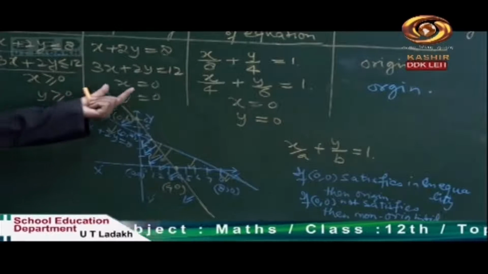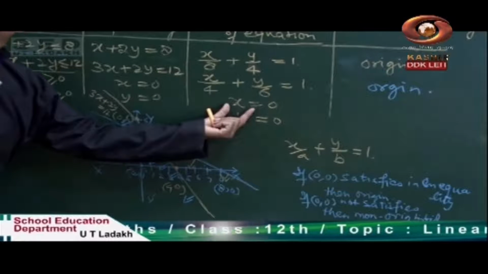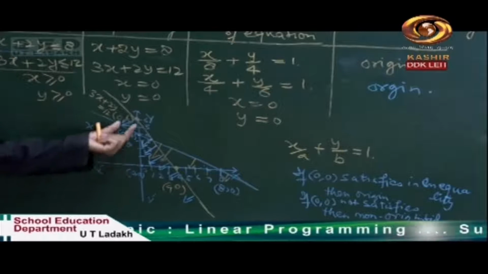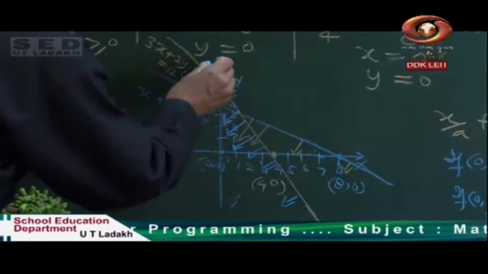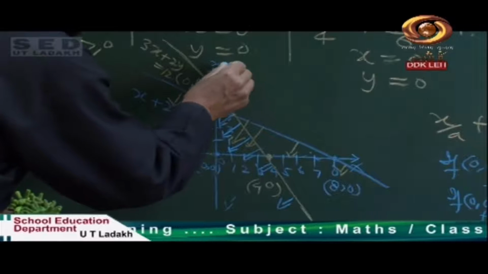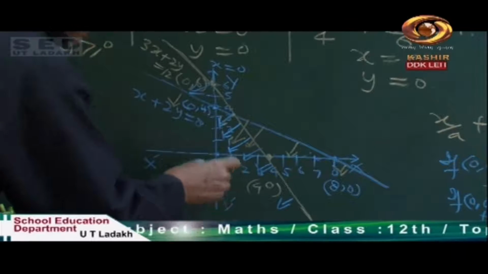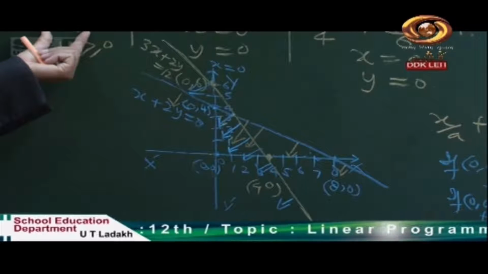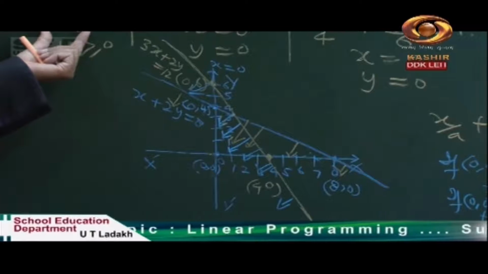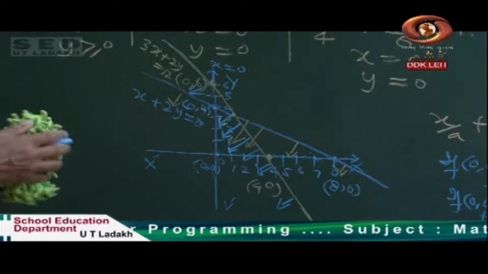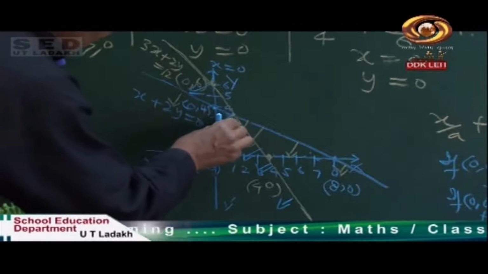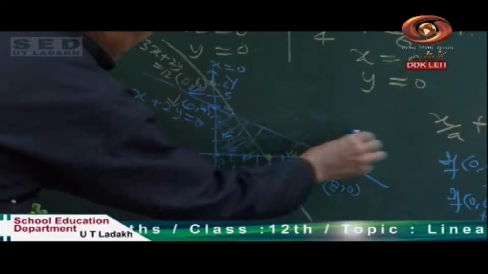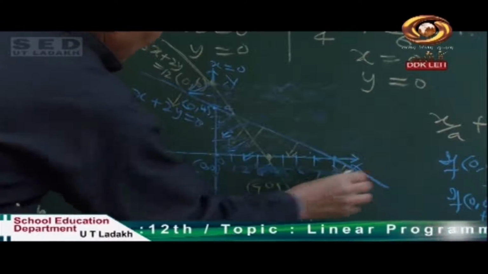And for this equation, x equal to 0, it will be the y-axis that we did yesterday. x equal to 0 is known as this, and x is greater than 0. That means the solution region of x greater than or equal to 0 will be this one. It will be this side.